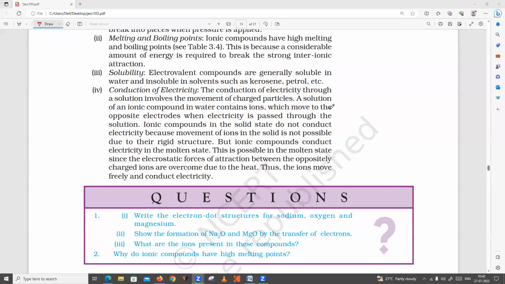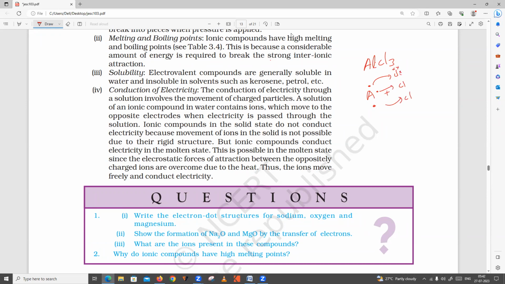3 electrons. If you write for aluminum chloride, one aluminum will donate how many electrons? It has 3 electrons in its valence shell. So we need how many chlorines? Yes, we need 3 chlorines. That is what you have to remember.